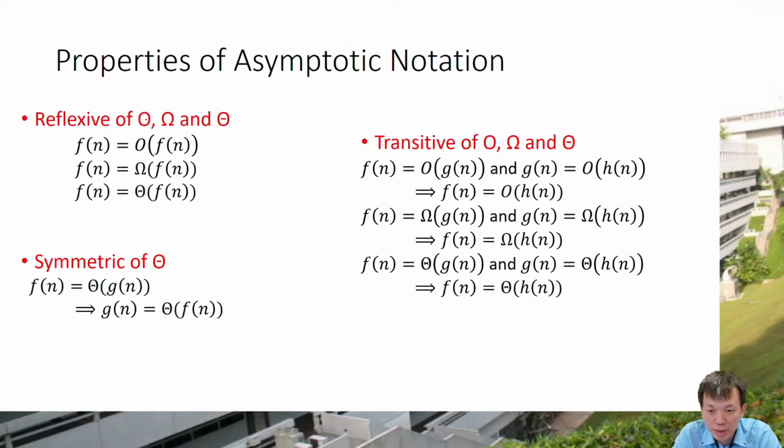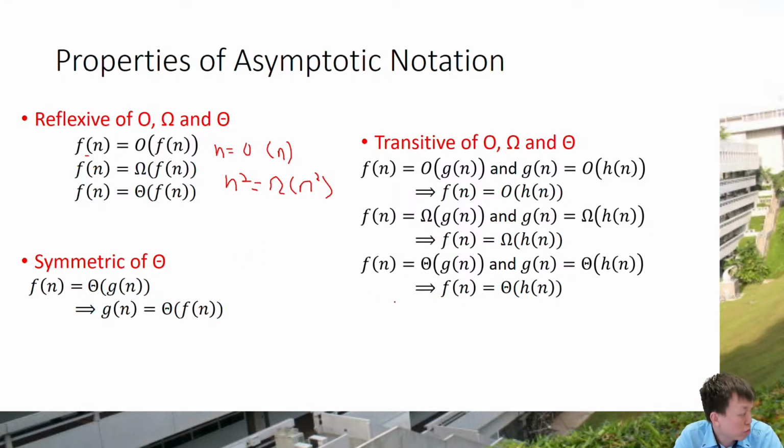Okay, other properties of asymptotic notation. There's reflexivity: f(n) is equal to O(f(n)). Of course, you are equal to yourself. n is definitely in O(n). n square is definitely in omega of n square, and so on. Another easier one is transitivity: I already showed you, f(n) is equal to O(g(n)), g(n) is in O(h(n)), of course we can conclude that f(n) is also equal to O(h(n)). Similarly it applies to omega and big theta.